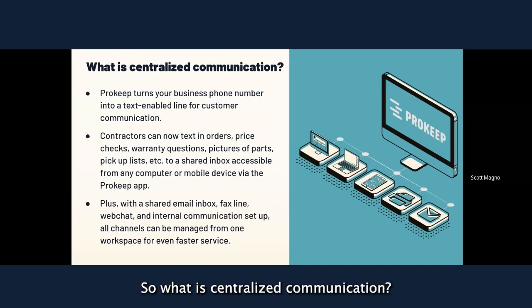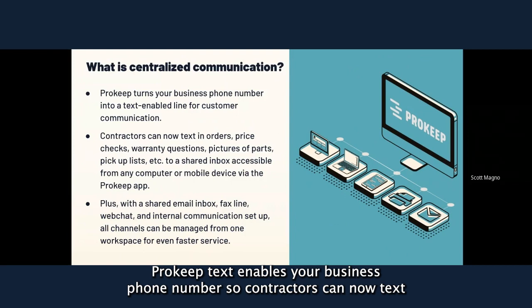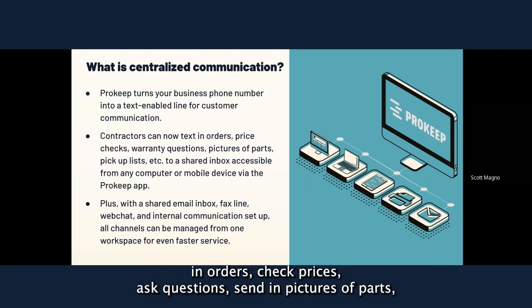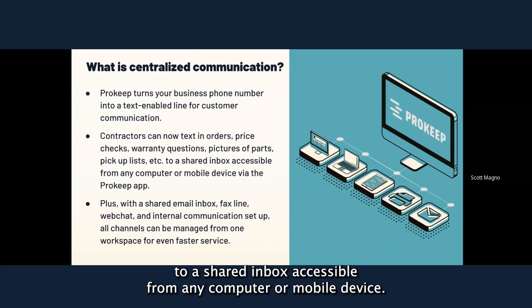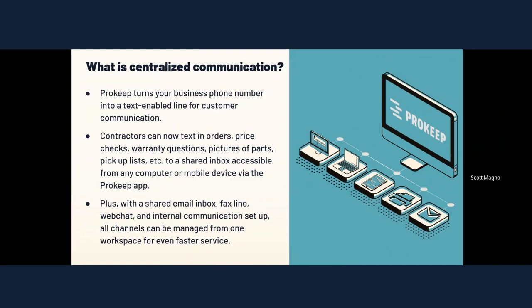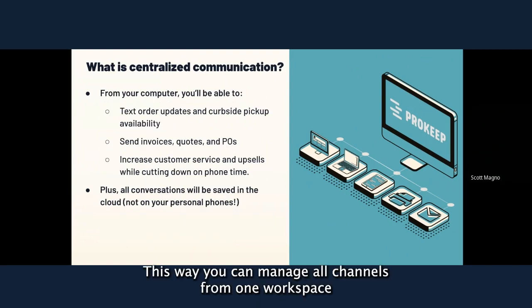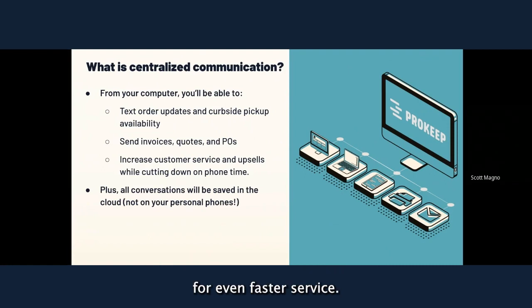So what is centralized communication? Prokeep text enables your business phone number, so contractors can now text in orders, check prices, ask questions, send in pictures of parts, or send emails or fax messages to a shared inbox accessible from any computer or mobile device. This way you can manage all channels from one workspace for even faster service.